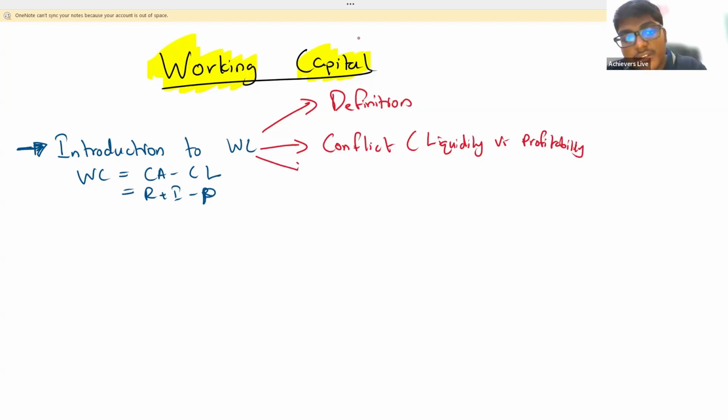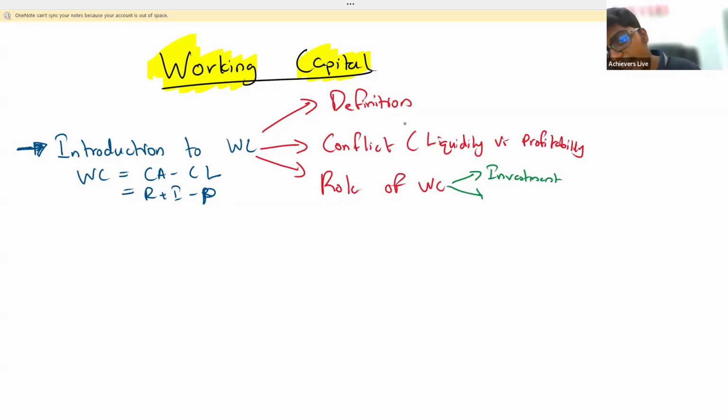And then finally, we looked at what are the decisions or what is the role of working capital. As the finance manager, we are making two decisions. Investment decision and financing decision. So what is the investment decision? How much to invest. That is your investment decision.